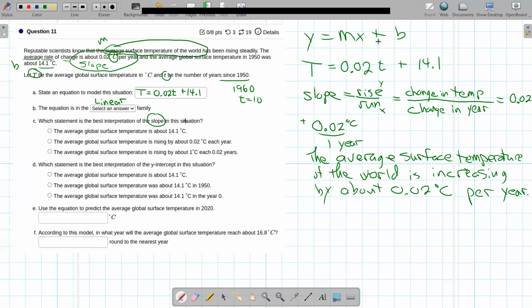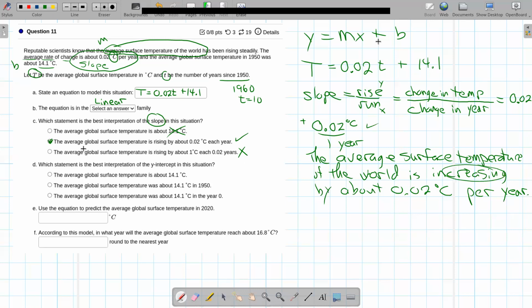Then I want to go over to my sentences and figure out which one is the best. Okay, so my slope has nothing to do with the 14.1. You're out of there. Let's see, the average global surface temperature is rising. Okay, I had increasing by about 0.02 degrees Celsius each year. Oh yeah, that's what I got here. This one looks promising. Let's look at the next one. The average global surface temperature is rising about 1 degree Celsius. No. It's rising 1 year, 0.02. This one's backwards. That one's out. All right, your order may be a little bit different. On mine, it is that second one there.